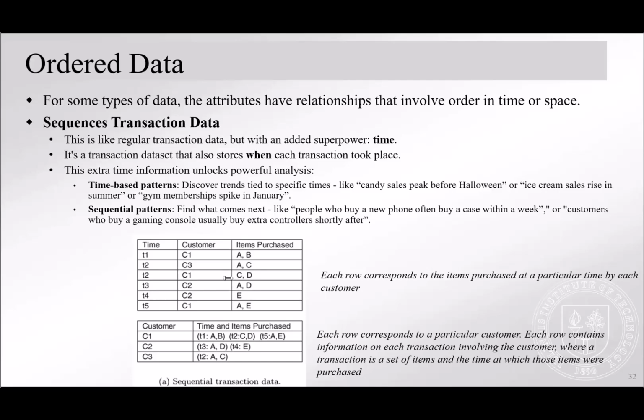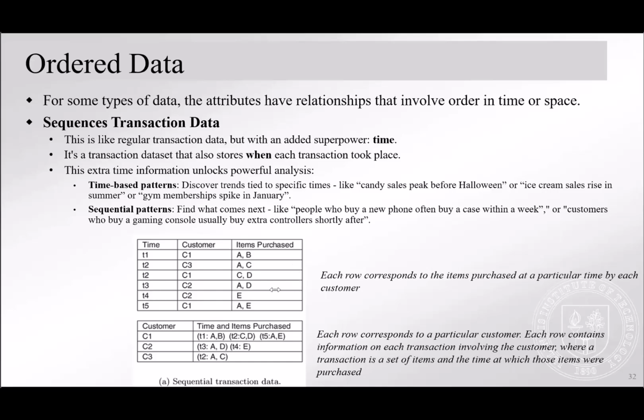On the top table, each row shows what items were purchased at a particular time by each customer. What items were purchased at each time, right? At a particular time, by each customer. C1 at T1 purchases this one. Then C1 at T2, a different time, purchases those items. Okay?